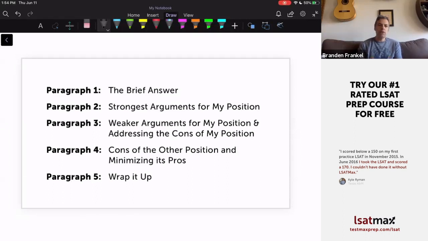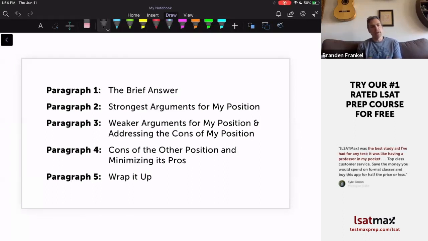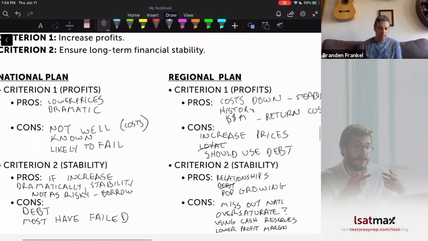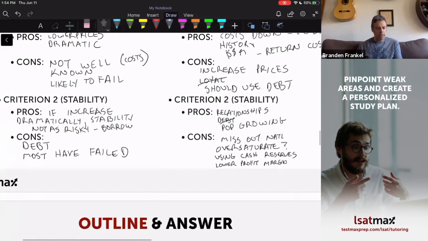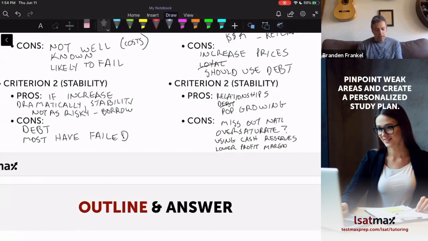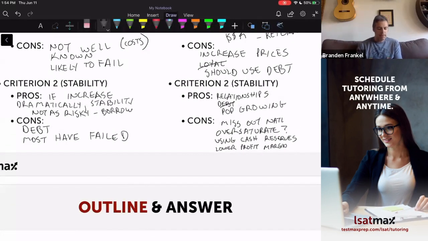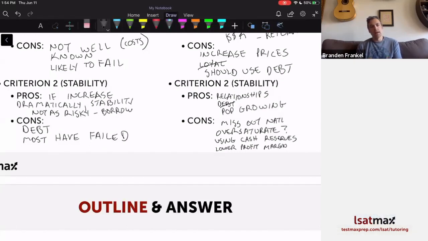So that paragraph would look something like this. You'd say something like, BLZ should adopt the national plan, which will better serve it in its twin goals of increasing profits and increasing stability. Because the national plan will increase profits, and let's just take a look at why it does that better. Because it lowers prices and there is a dramatic history of success. It is also better on stability because we will be increasing profits dramatically, and it's not as risky as using up our own cash reserves.